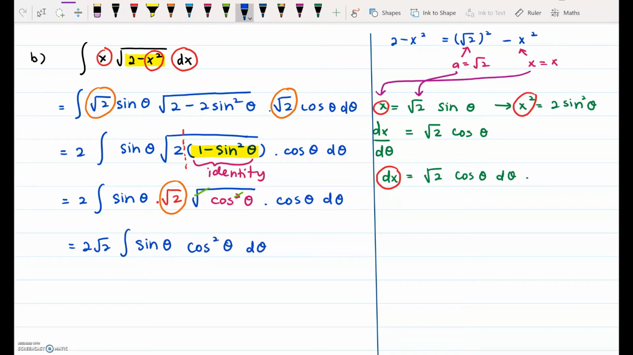And we have here sine theta cos square theta d theta. Okay, now we have the integration of trigonometric functions. For the integration of trigonometric functions, we have learned in the previous video that there are 5 cases for the integrations of a trigonometric function.